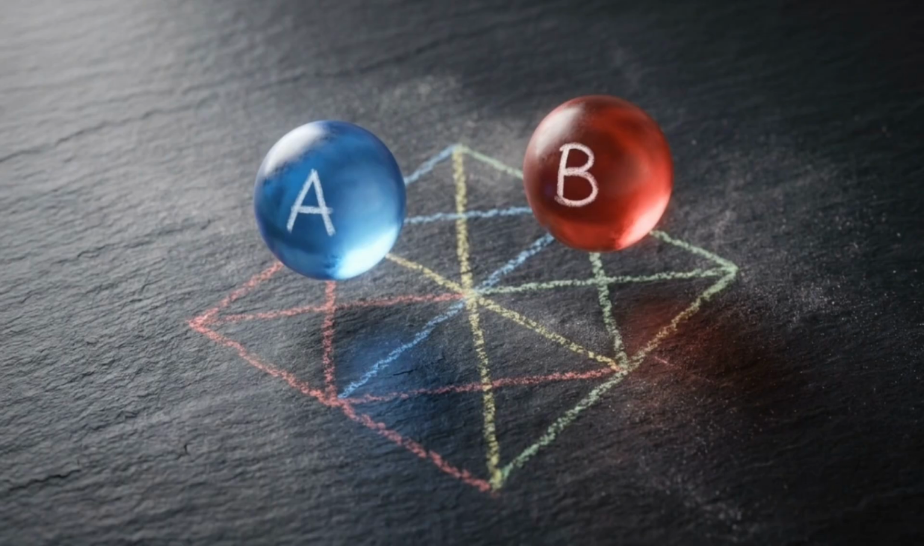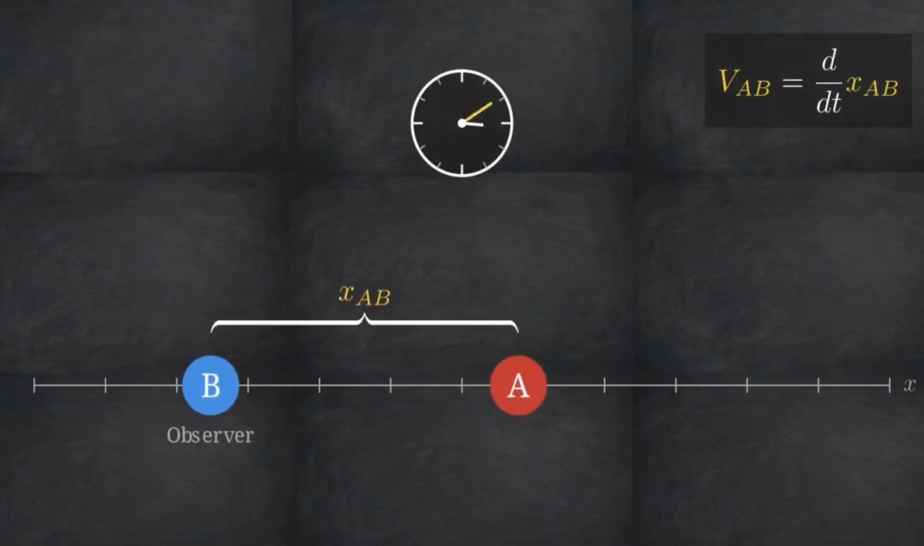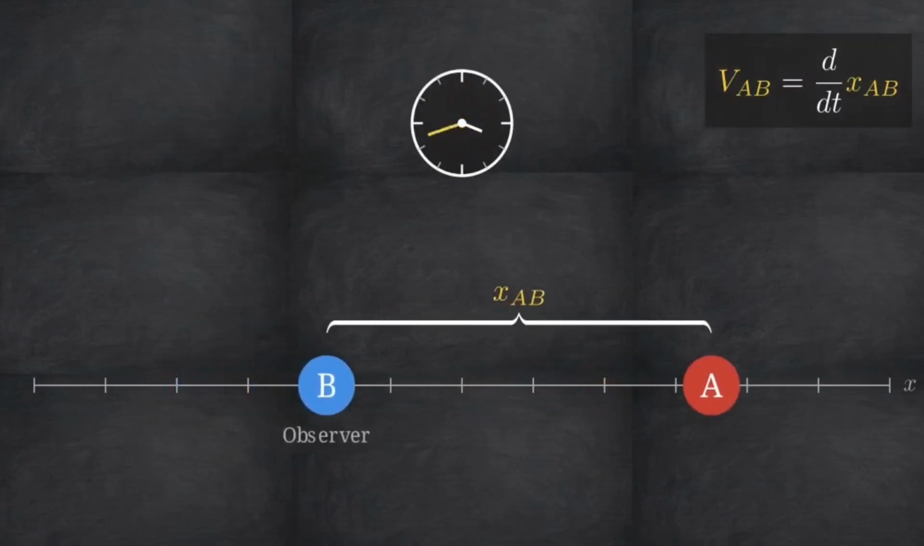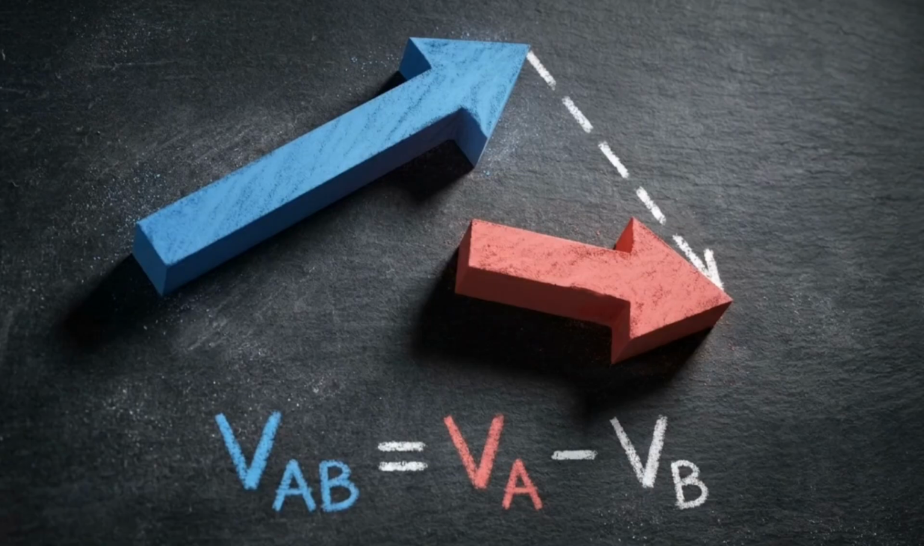To execute this shift, we first define relative velocity. It is the rate of change of position of object A measured entirely with respect to object B. This gives us the bedrock vector formula for one-dimensional relative motion. VAB equals VA minus VB.